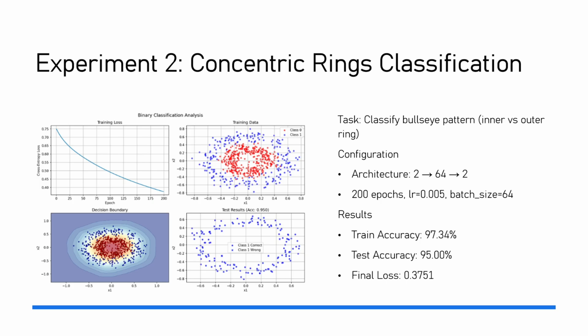Our test accuracy of 95% indicates excellent generalization with minimal overfitting. Despite the training accuracy being 97.34%, most misclassifications occur at the boundary region between rings where noise creates ambiguity. This demonstrates the network's ability to learn complex nonlinear decision boundaries.